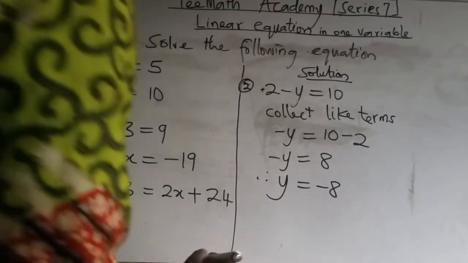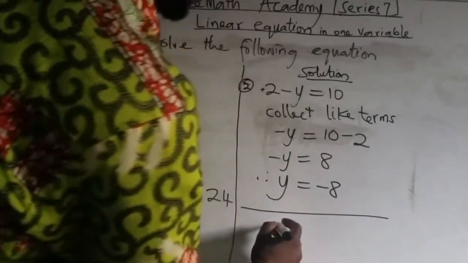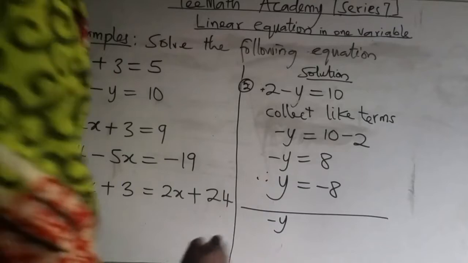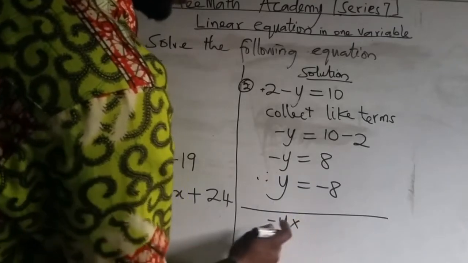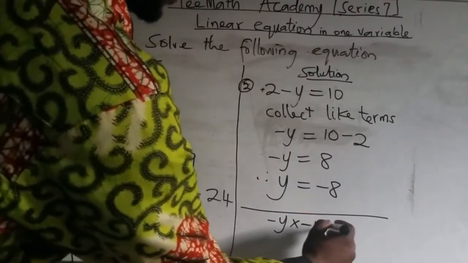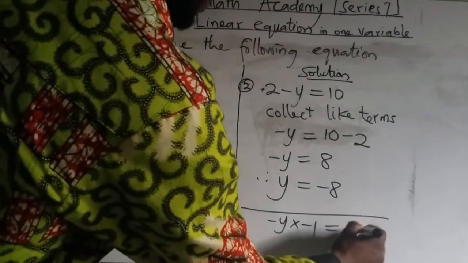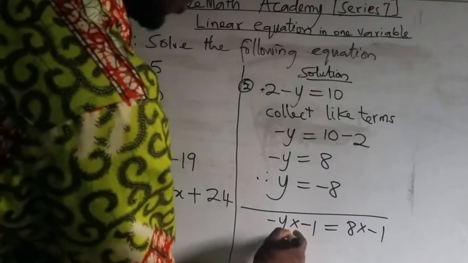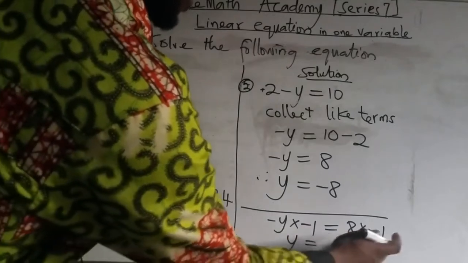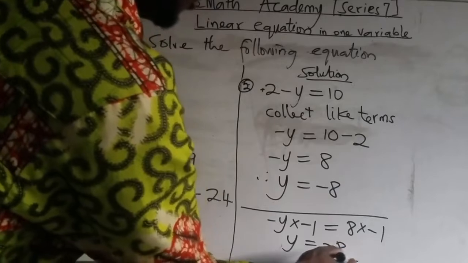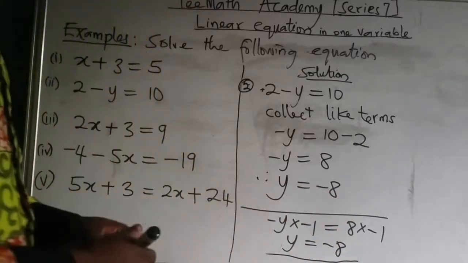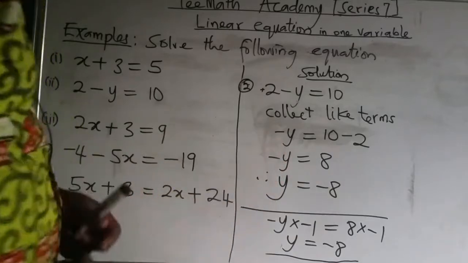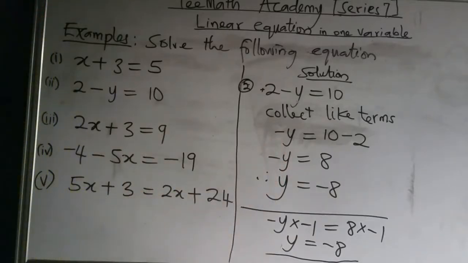Okay, and if you want to check the other way, that is minus y, you multiply both sides by minus 1. So minus y times minus 1. Then on the other side too, 8 times minus 1. Okay, minus times minus here is plus. So y times 1 is y equals to 8 times minus 1 is minus 8. You can see that it's the same thing. So any way you want, you can just go to your answer.